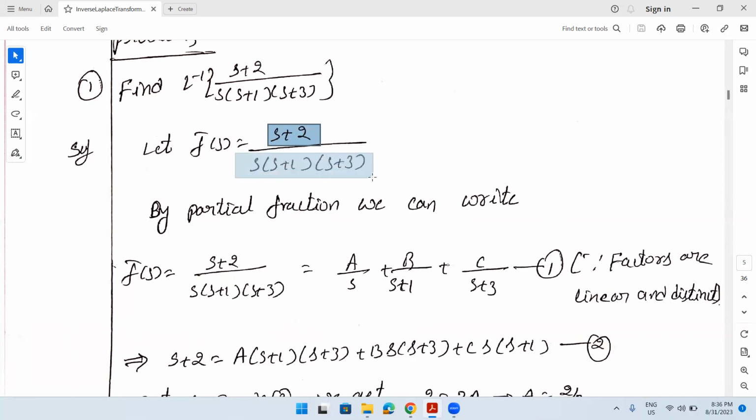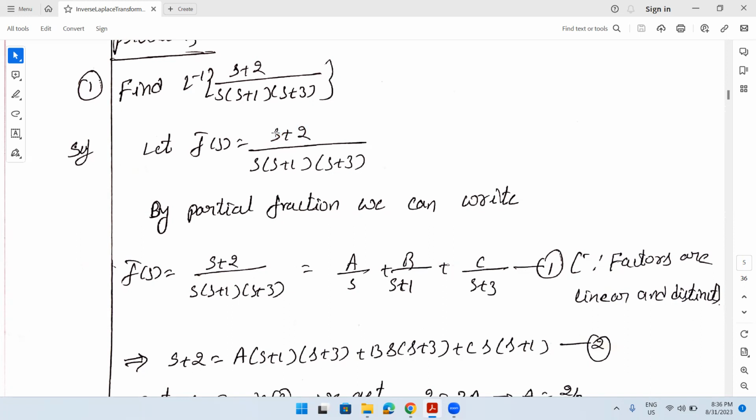What's the degree of denominator? Three s's are there, so the degree is 3. The numerator is degree 1, so 3 is greater than 1, and we can apply partial fraction. If the numerator were s power 4 plus 2, suppose, we cannot apply this method. That is the only thing we have to see.